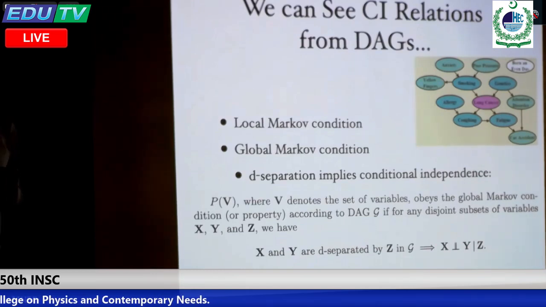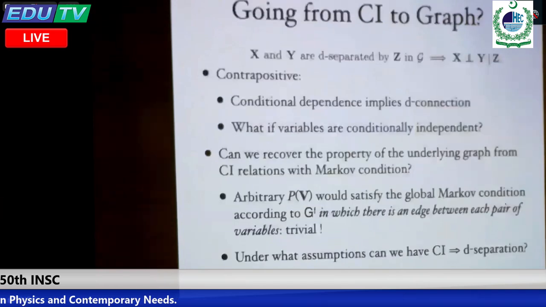One way is to make use of the contrapositive. The contrapositive would be: if they are dependent, then they are not d-separated. Then you can always find a trivial solution for any data. You can find a fully connected graph, and then the Markov condition always holds true. Because the Markov condition says if they are d-separated, they are conditionally independent. If they are not d-separated, I have no idea. Anything can happen, right? It's always true.